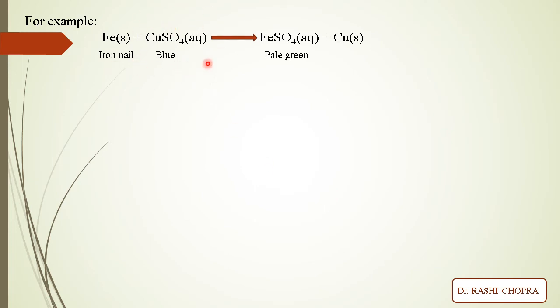After you shake it, the blue color of copper sulfate fades out and the solution turns pale green because of the formation of ferrous sulfate, FeSO4, and you will see little brown particles of copper in the solution itself. Why has this happened? Because iron is more reactive than copper. From the reactivity series, iron can displace copper, and it reacts with the sulfate ions to give iron sulfate, and thus the solution color changes from blue to pale green.